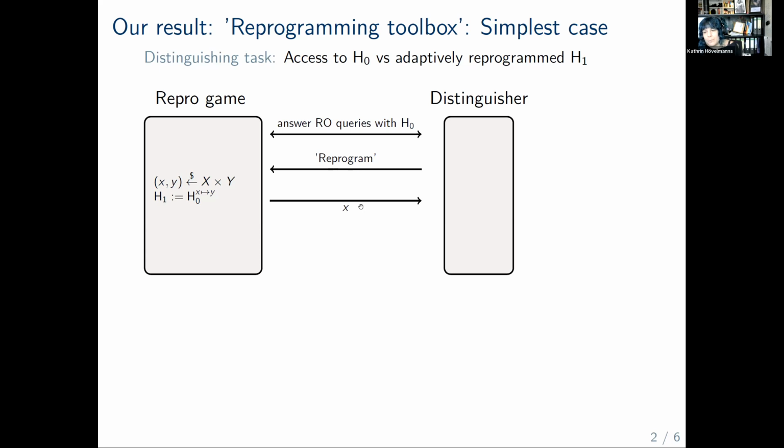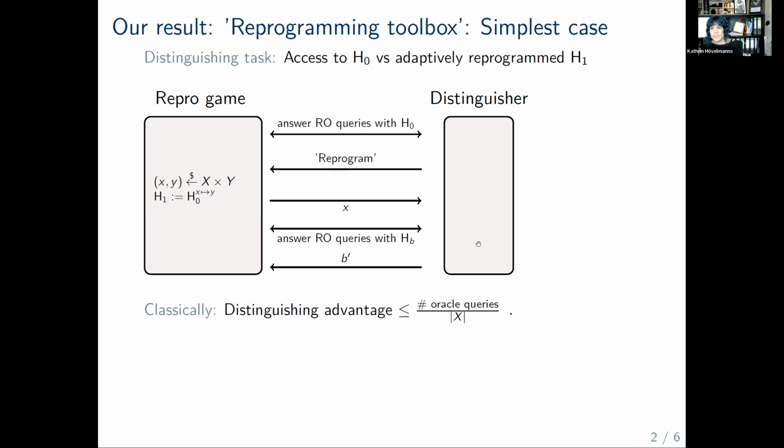Afterwards, the game will forward the pre-image to the distinguisher. And in the second phase, the distinguisher has either access to H0 or the reprogrammed version H1. And at the end, it has to output a guessing bit to indicate to which oracle it believes it had access to in the second phase.